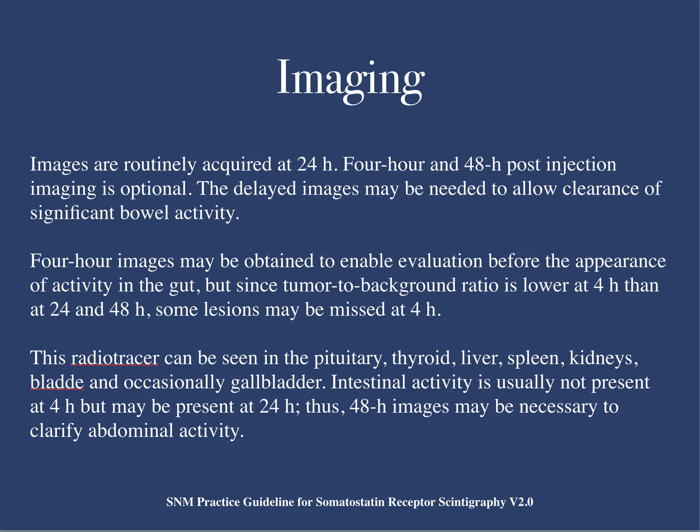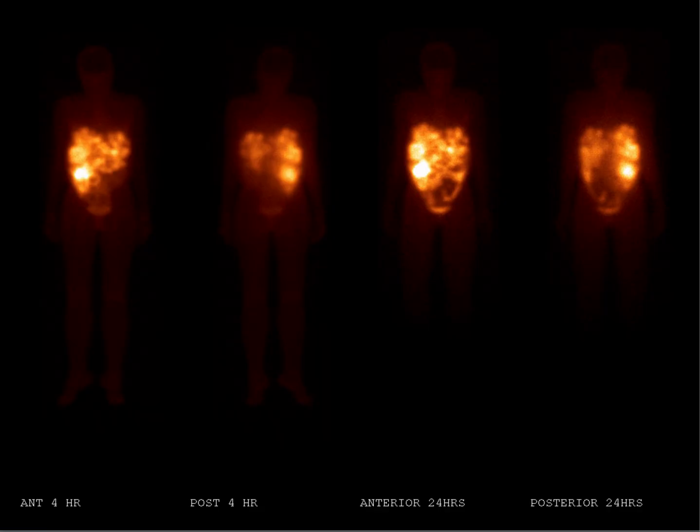The tracer uptake can be seen in the pituitary gland, thyroid, liver, spleen, kidneys, and occasionally gallbladder. The intestinal activity is not going to be typically present in the 4-hour images, but will be present in the subsequent images because of the biliary excretion route. And this is where we typically use 48-hour images, to allow the bowel to clear.